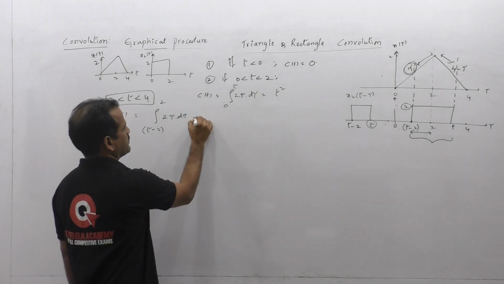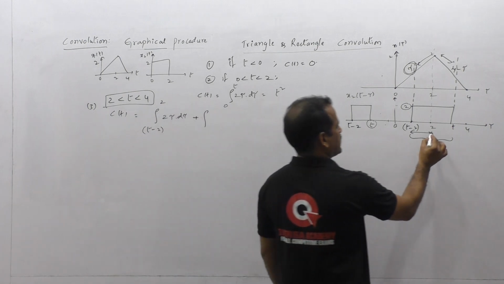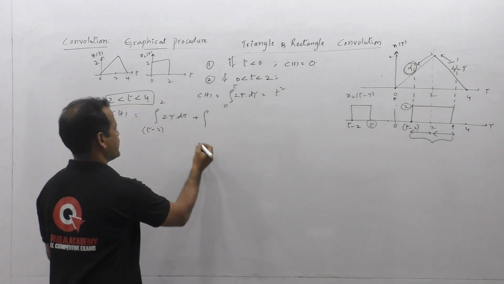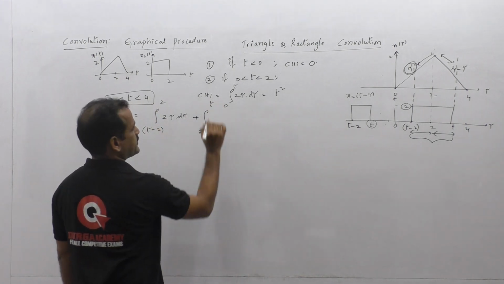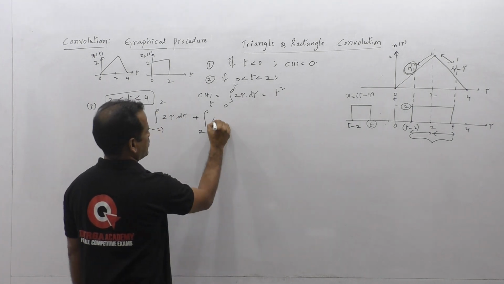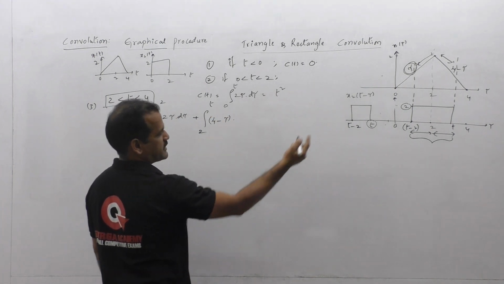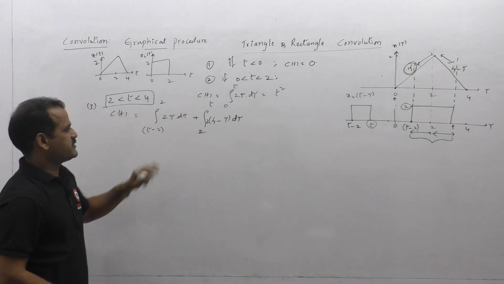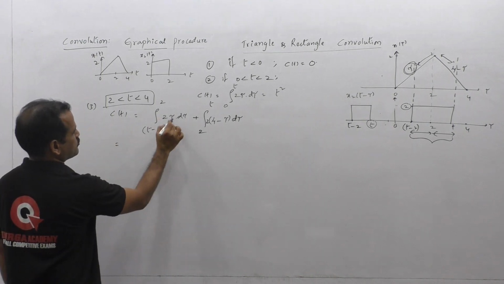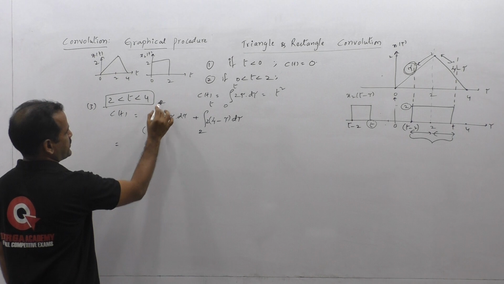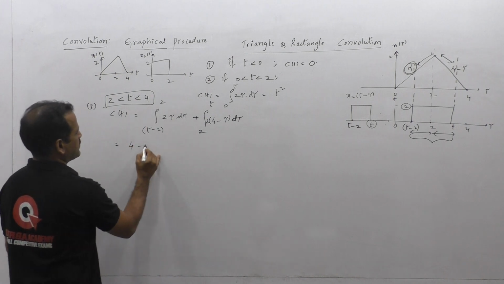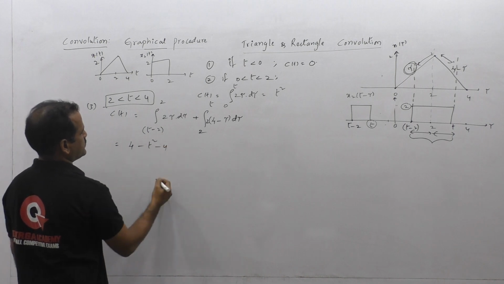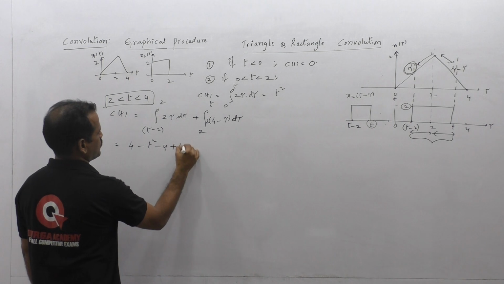Next, the integral will be taken from 2 to t, where both signals have non-zero amplitude. Over that, the equation of the first one is 4 minus tau, and the second one is 2 d tau. Let us further integrate this equation. This one will be tau square by 2, the 2 gets cancelled, and tau square here means 4 minus, for the lower limit, t minus 2 whole square, that means t square minus 4 and minus minus plus 4t.